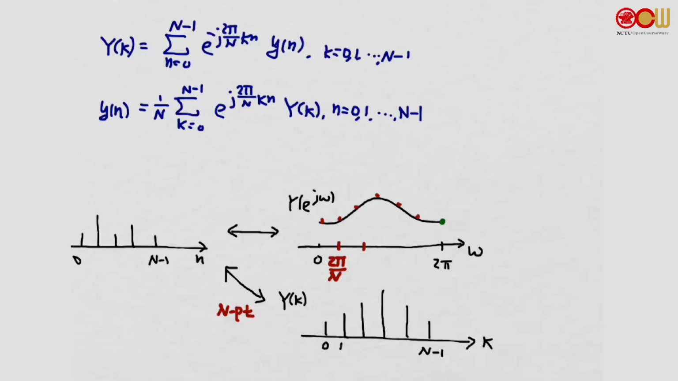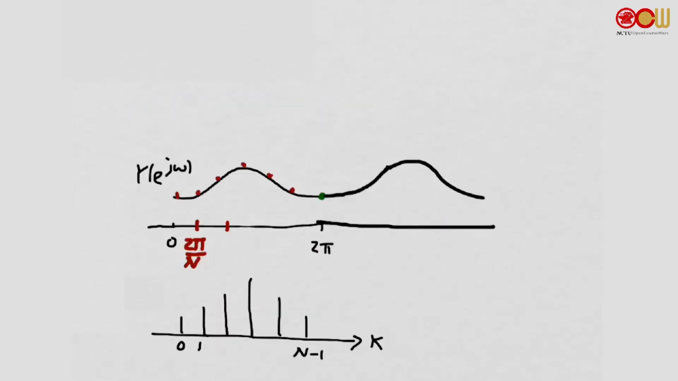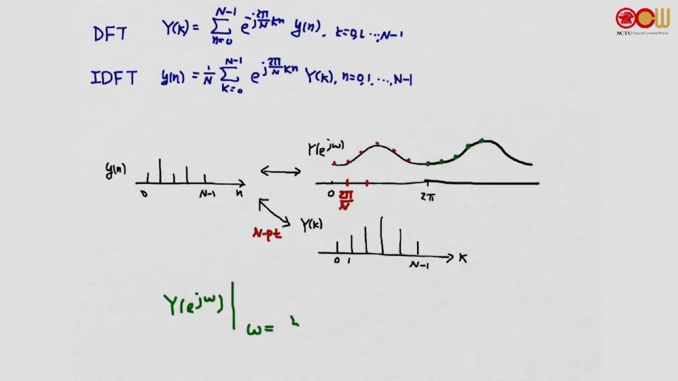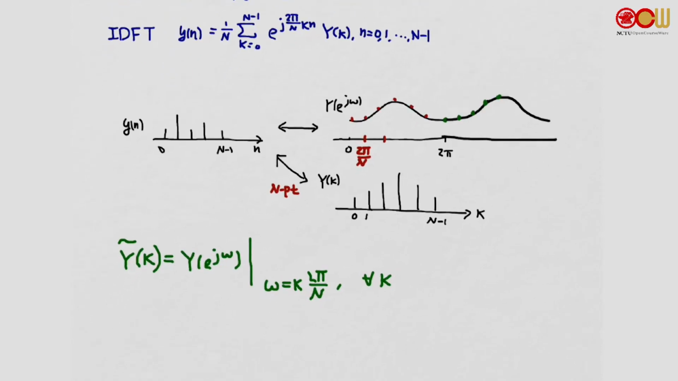If we continue our sampling, we know this DTFT is periodic with period 2 pi, right? So if we continue our sampling, what do we have? k not just runs from 0 to N minus 1, we let it continue to run, N plus 1, continue like this. We sample the Fourier transform at all multiples of 2 pi over N, for all k. Then what kind of sequence do we have? We get the sequence that's called Y, and let's put a tilde at the top. We call this Y tilde k. What kind of sequence is Y tilde k?